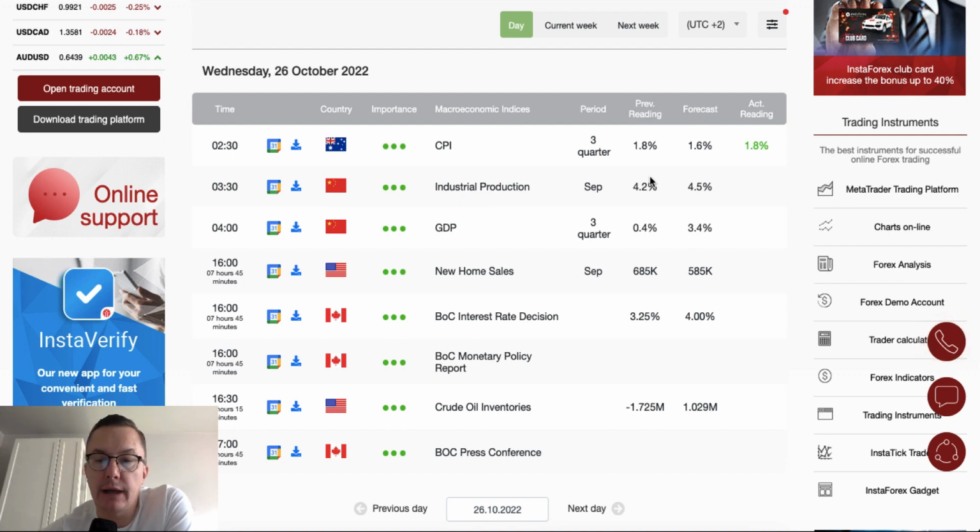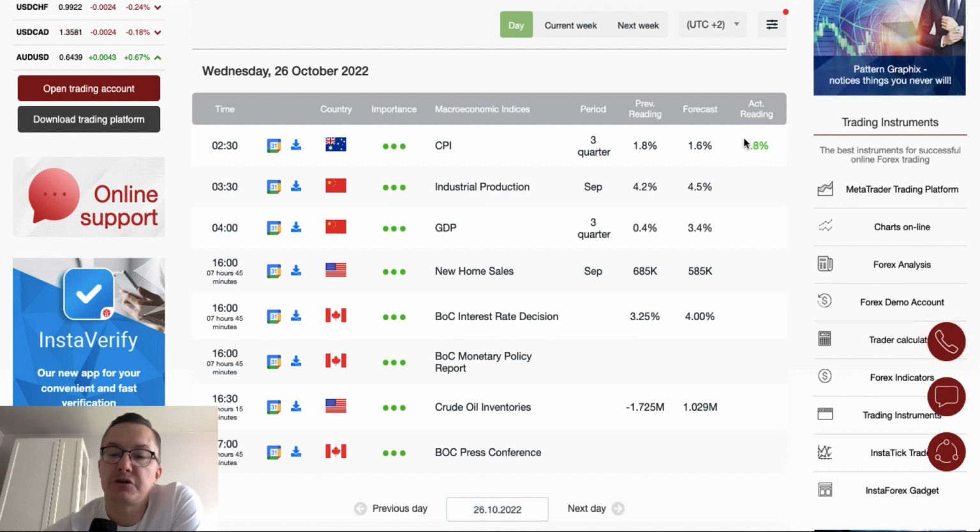CPI in Australia goes up. It's the same as the previous quarter. However, it's bigger than the expected 1.6% level, actually reading 1.8%. So the CPI prices are on the same level as they were the last quarter.